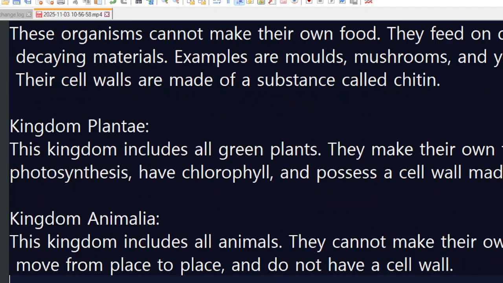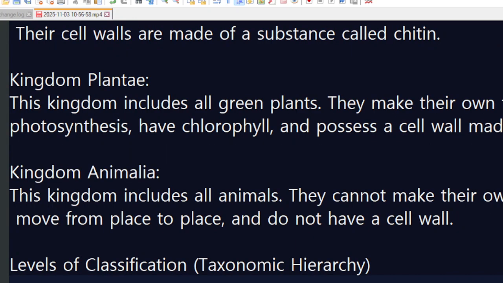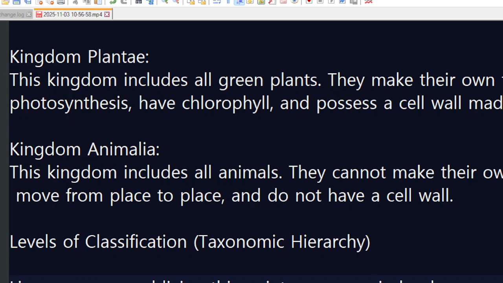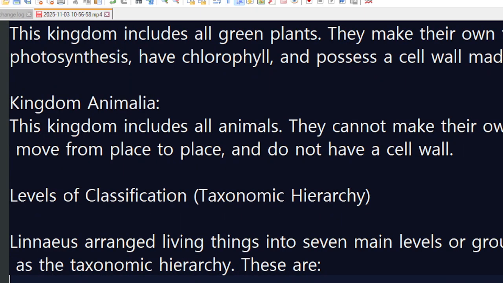Kingdom Animalia. This kingdom includes all animals. They cannot make their own food, they move from place to place, and they do not have a cell wall. Levels of classification. Taxonomic hierarchy. Linnaeus arranged living things into seven main levels or groups known as the taxonomic hierarchy.